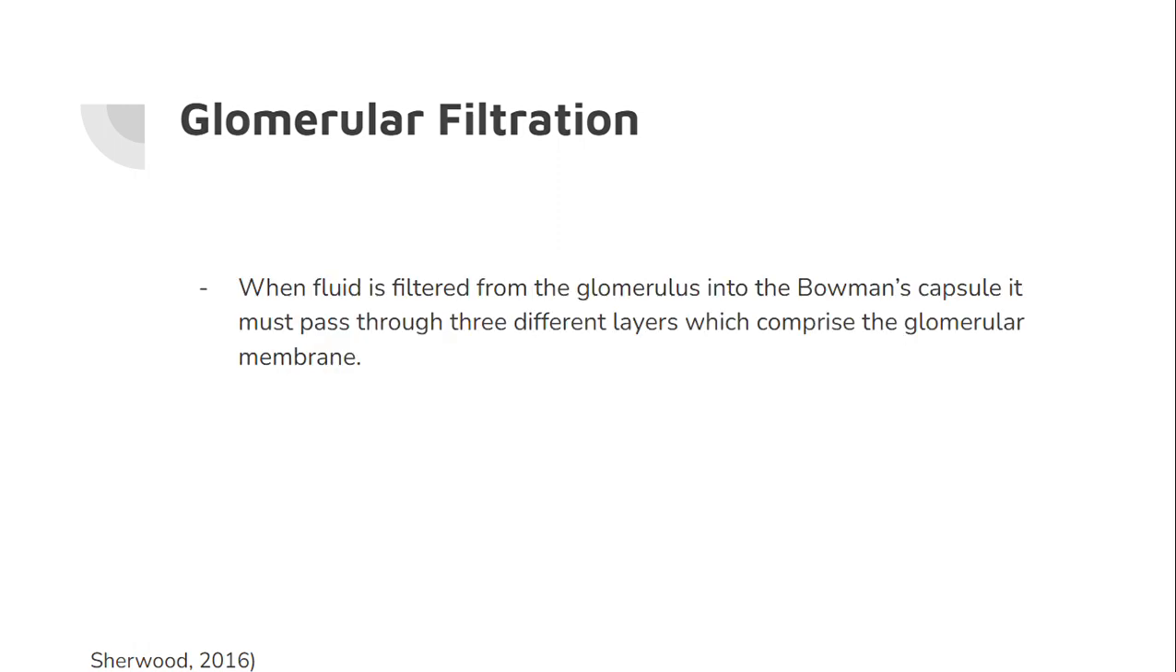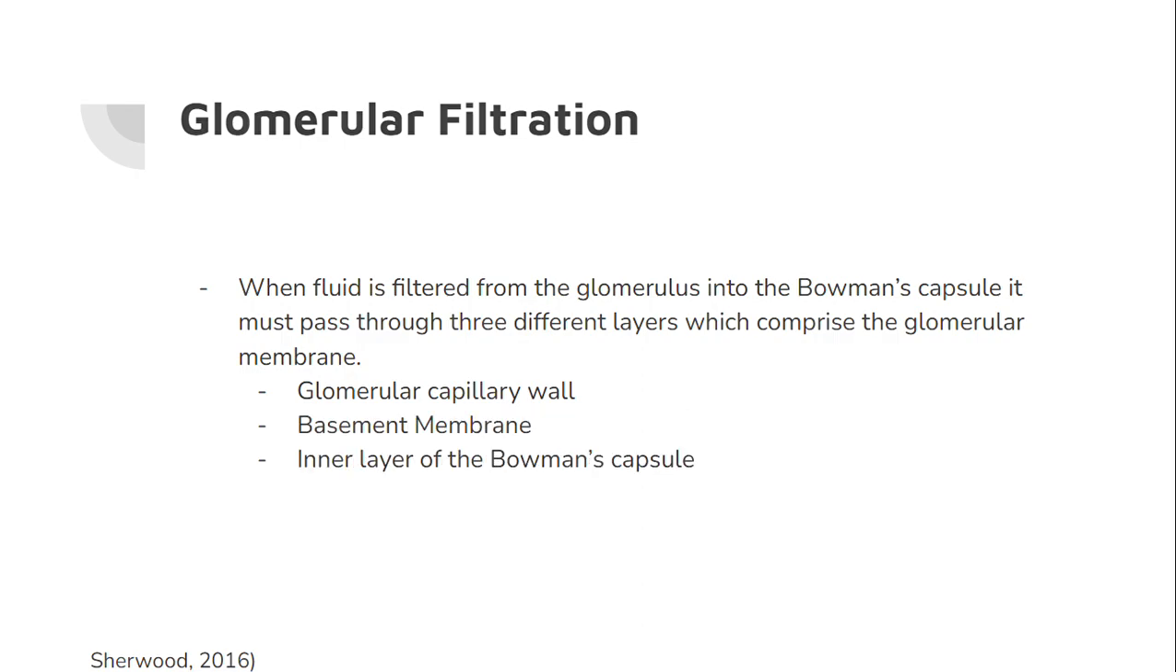So, glomerular filtration occurs when fluid is filtered from the glomerulus into the Bowman's capsule. When fluid is filtered from the glomerulus into the Bowman's capsule, it must pass through three distinct layers. And those three layers make up the glomerular membrane. So the first one is the glomerular capillary wall, then we have the basement membrane, and finally the inner layer of Bowman's capsule.